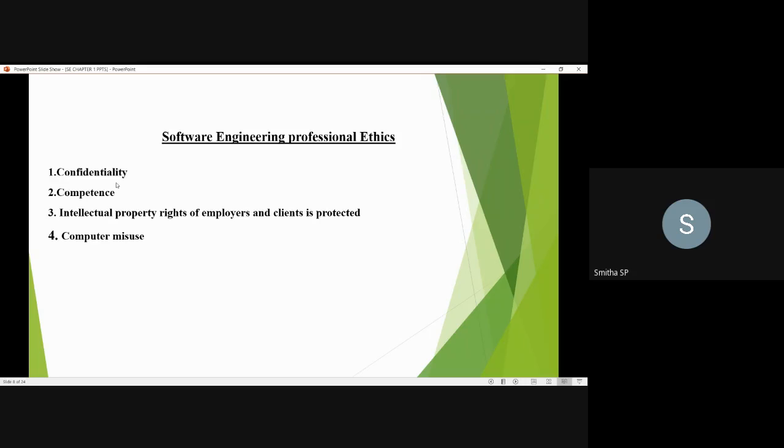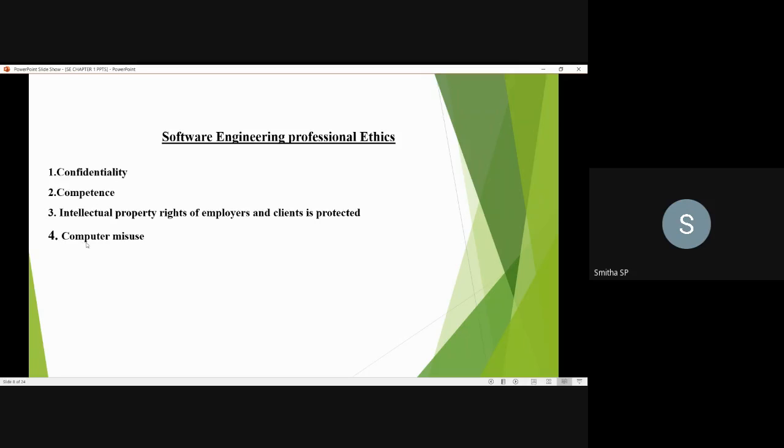Confidentiality. This describes that you should normally respect the confidentiality of your employer or the clients, irrespective of whether a confidentiality agreement has been signed or not. The next one is competence. You should not misrepresent your level of competence. And the third one is the intellectual property rights of employers and clients is protected. It means that you should be very careful to ensure that the intellectual property of employers and clients is protected.